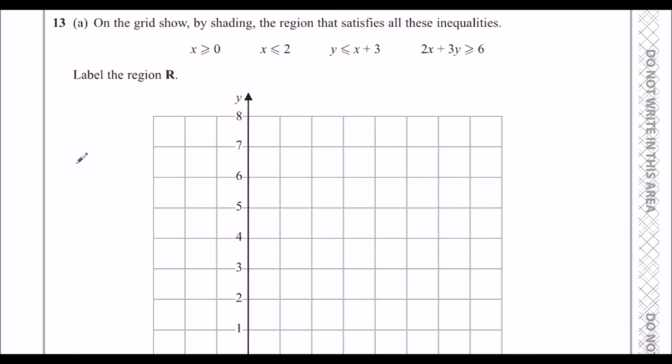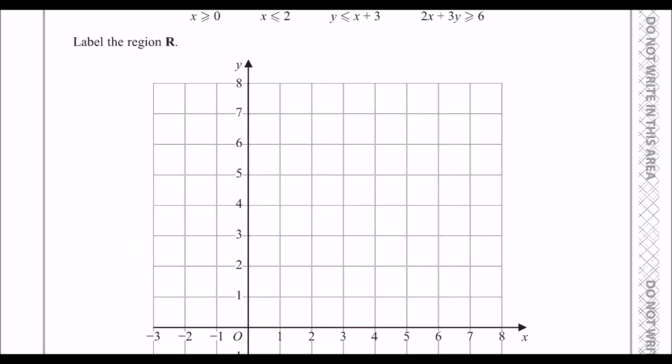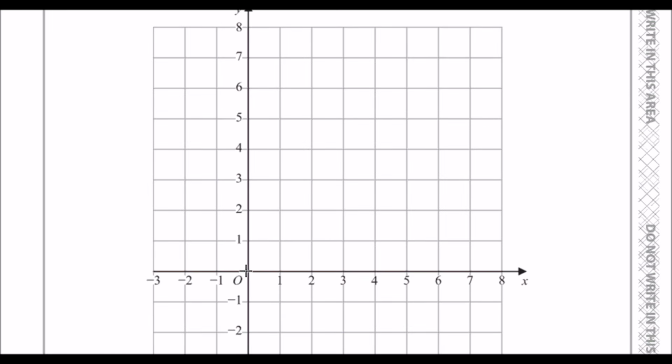Question 13. On the grid, show by shading the region that satisfies all of these inequalities and label the region R. So x is bigger than or equal to 0. All of these inequalities are or equal to inequalities, so they're all going to have a solid line. If it was just bigger than or less than, it would be a dotted line. So we're going to draw x equals 0. Where's x equal to 0? Any point along this line. So this is the line x equals 0.